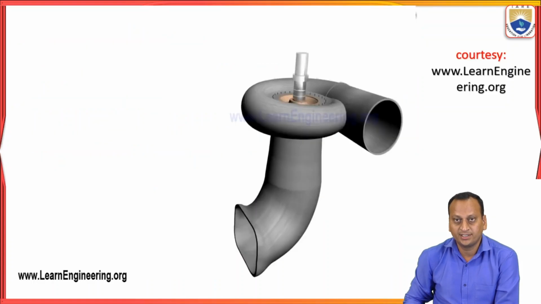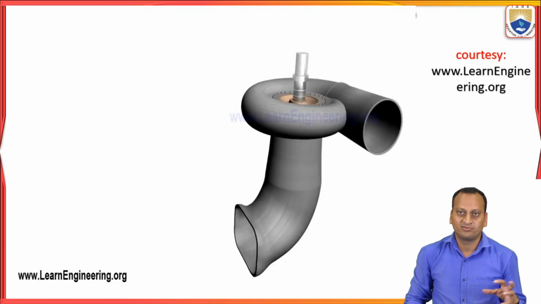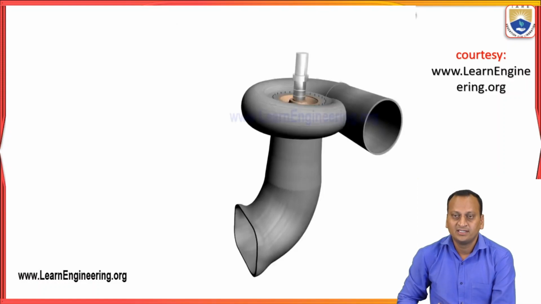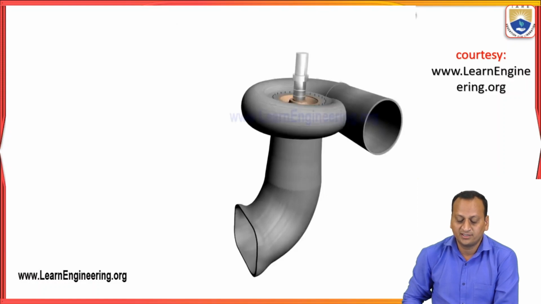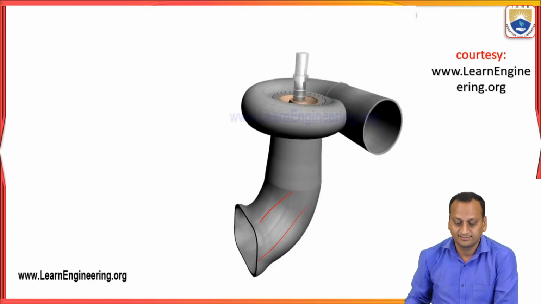Here we can see the working principle: how the water enters and how it passes through the scroll casing, afterwards the stay vanes, then the guide vanes, and then on to the turbine vanes, the rotor vanes. After that, how it enters the draft tube and how it leaves. The flow of water over the different parts, we can observe in this diagram and in this video.